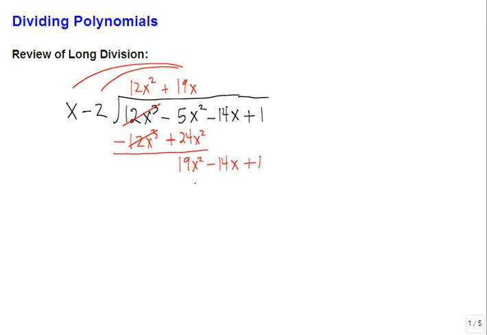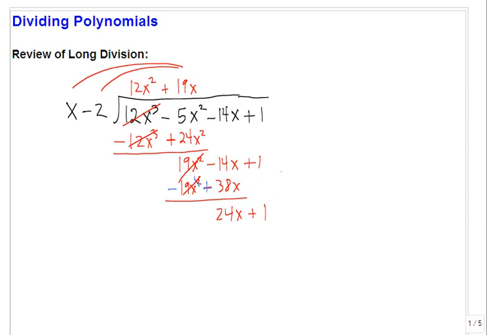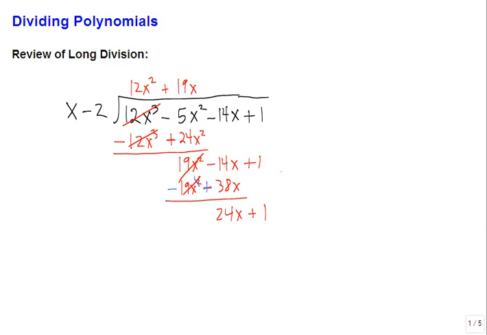So 19x times x is 19x squared. 19x times a minus 2 is a negative 38x. Then you draw your line and you change your signs. So this would become minus and this would become plus. And now we're going to add down. These should cancel out. Negative 14 plus a 38 is a positive 24x. I still haven't used that plus 1 on the end, so I'm going to bring that down so I can use it one more time.